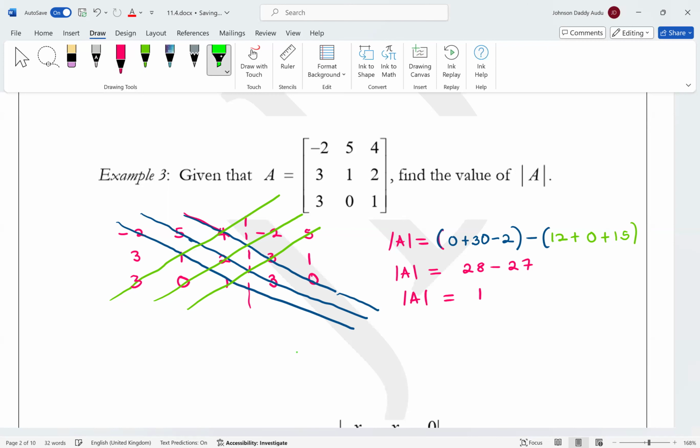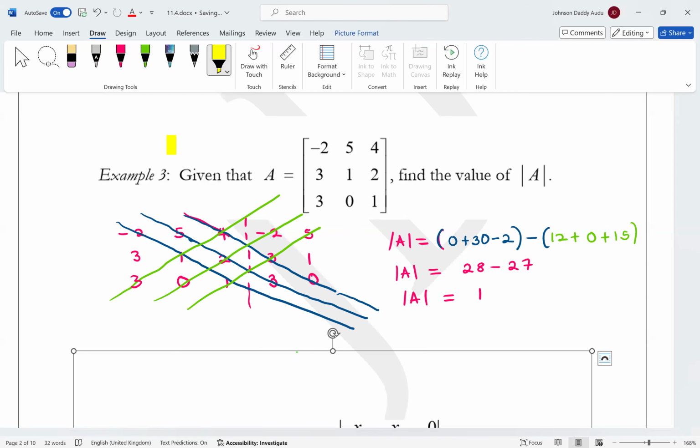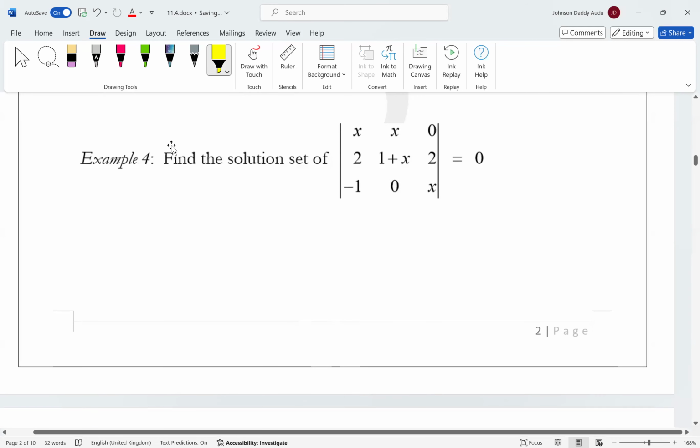Now, one thing here is that if everything is done correctly, if you draw your diagonal lines correctly, these two elements are supposed to be free, always free. All right. So this is how to use the Sarrus method. Now, let's see another example.